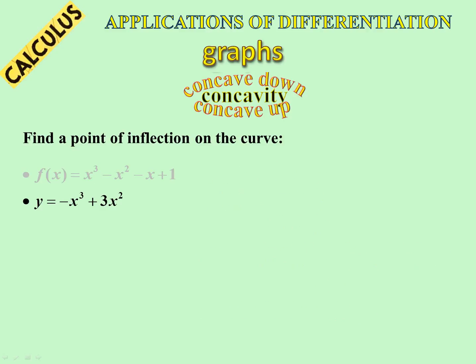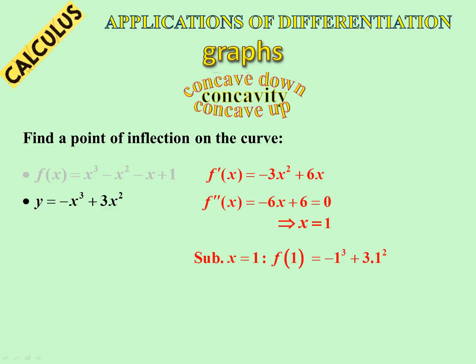The second one. Differentiate. Again, for second derivative, equal to 0. Solve for x is equal to 1. Substitute into the original, and we get 2. There's your point of inflection. Pretty straightforward. Usually in an exam this is only worth one mark, but it's a mark you can get then.